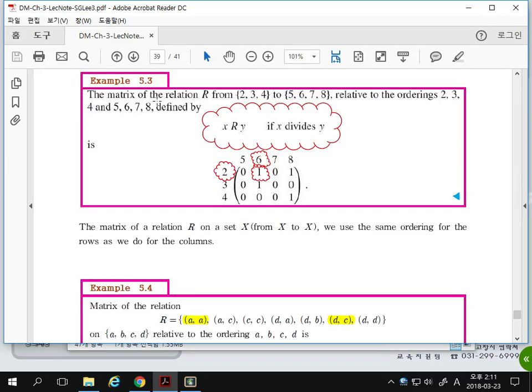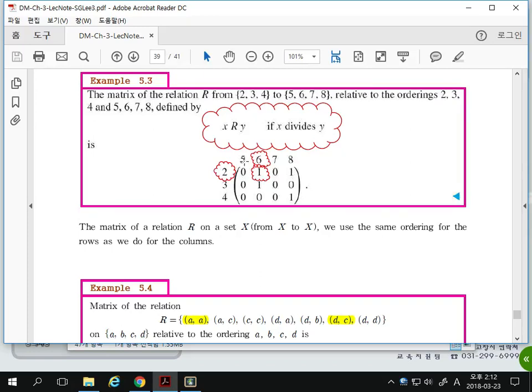Next example, the matrix of the relation R from 2, 3, 4 to 5, 6, 7, 8, relative to the ordering 2, 3, 4 and 5, 6, 7, 8, defined like this: x R y means x divides y. So if 2 divides 6, then it's 1. But 2 does not divide 5, so it's 0. 2 does not divide 7, so it's 0. 2 divides 8, so it's 1.